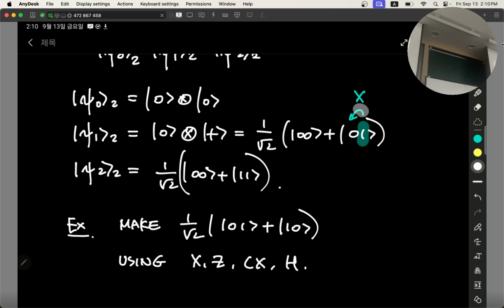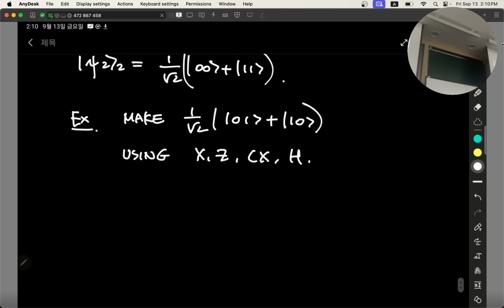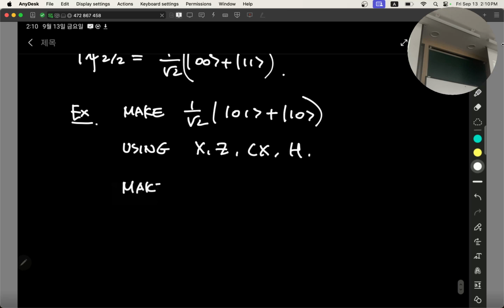So how about if you want to make this? Basically you can make all 4 Bell states using either, or a combination of, these 4 gates. So basically this first one is simple, right?